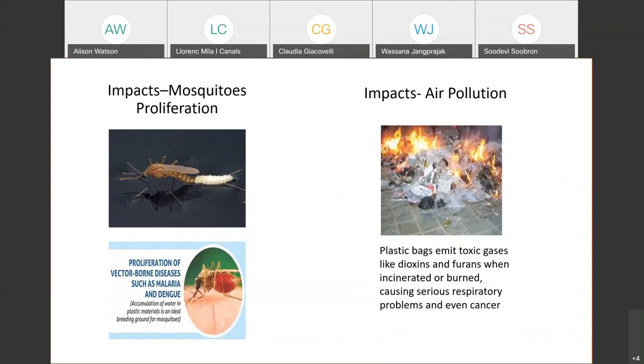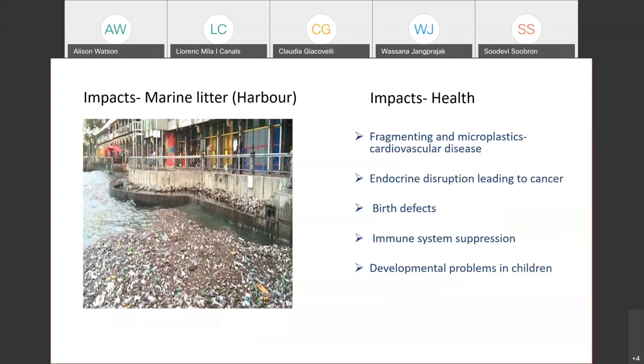We also have impacts with accumulation of water. We have proliferation of vector-borne diseases. We also have air pollution when the plastic is burnt. Next slide. When the drains carry the plastic waste, it goes to the sea. This is an impact which we had previously in our harbor, but now it is being cleaned.